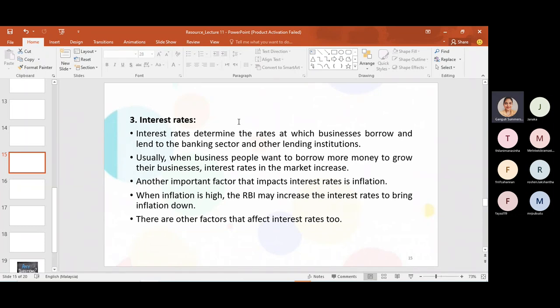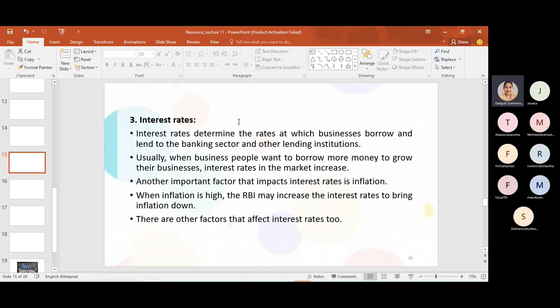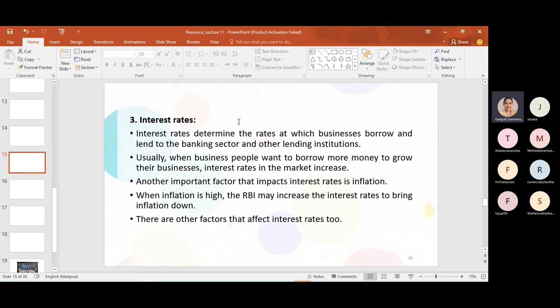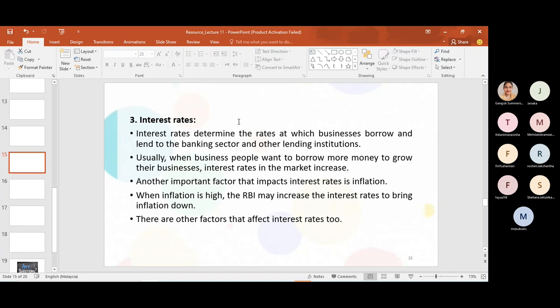There is good and bad in high interest rates. High interest rates are good when you are saving money, because you will get a good amount as interest for your saved money. But it is a disadvantage when it comes to taking loans, because now the interest rate is high, so the amount you have to pay as interest on the loan is high. That's why there is good and bad in high interest rates.